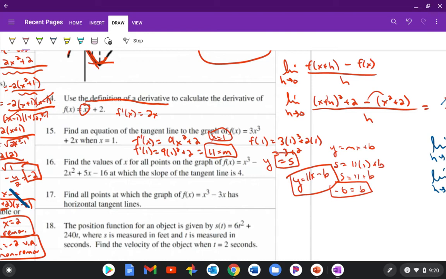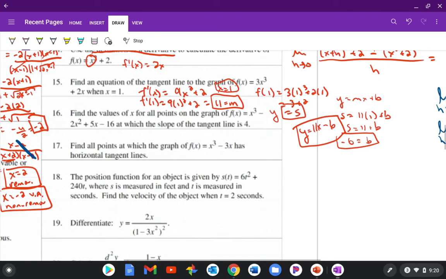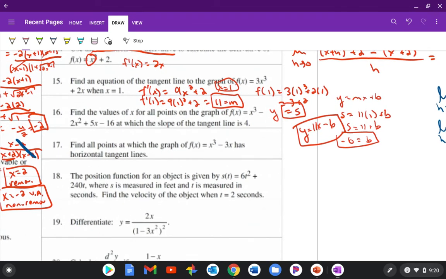All right, next one. Find all points on the graph which has horizontal tangent lines. So first thing you need to think about on this is, how do we determine where a horizontal tangent line is? Remember, a derivative is a tangent line slope. If the tangent is horizontal, it means the slope equals 0. So what we want to figure out is where the derivative equals 0.